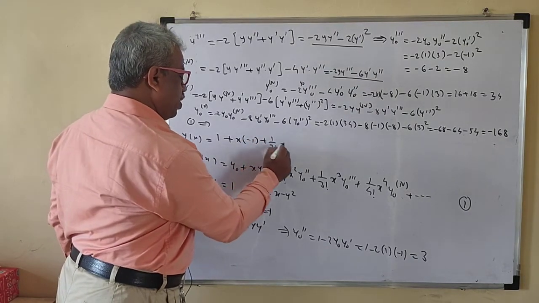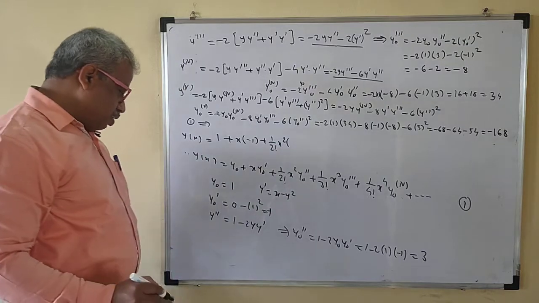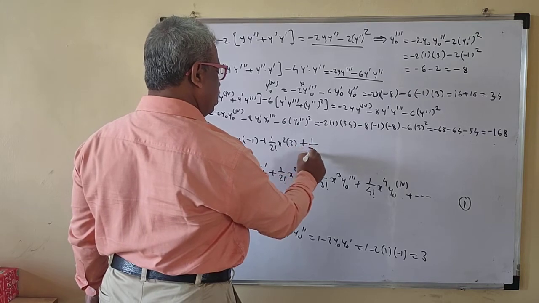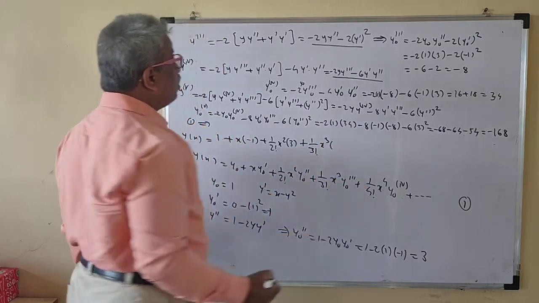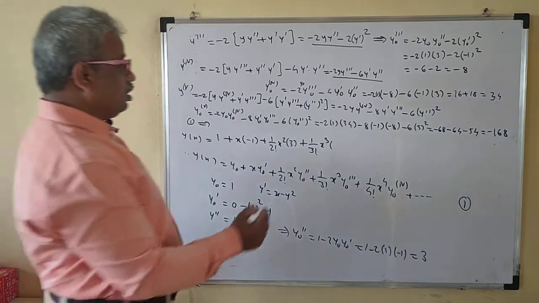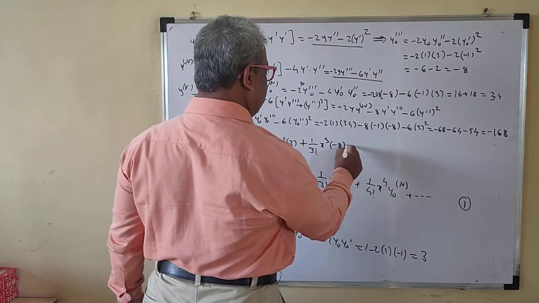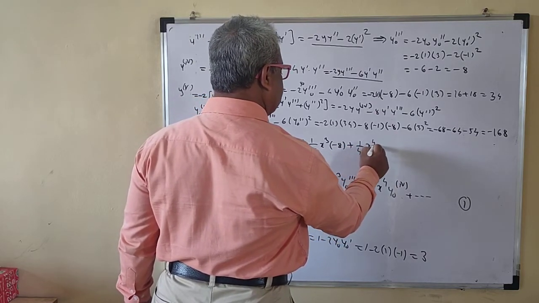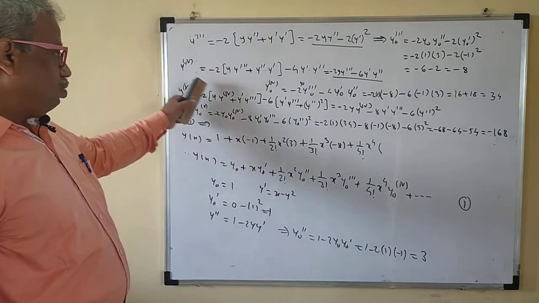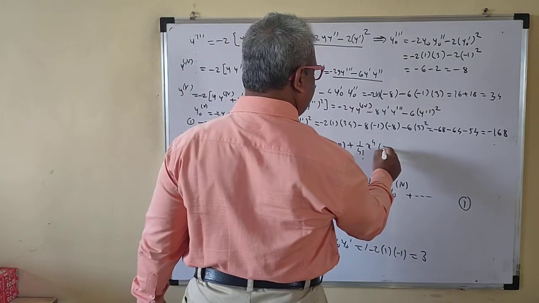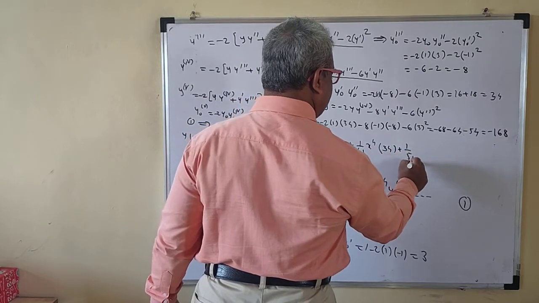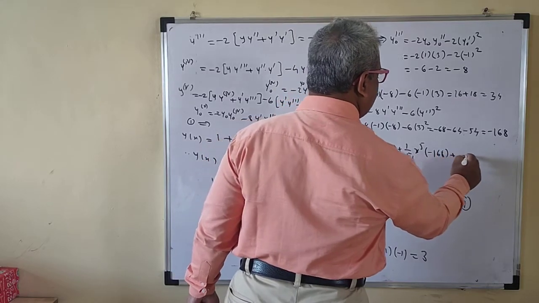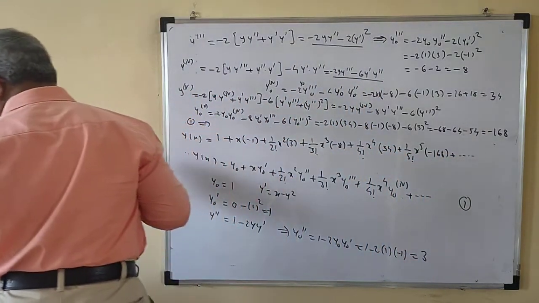1 upon 2 factorial x square. What is your y naught double prime? Y naught double prime is 3 now. So 3 plus 1 upon 3 factorial x cube. What is your y naught third derivative? This is minus 8, plus 1 upon 4 factorial x raised to 4. What is your fourth derivative? Your fourth derivative is 34, plus 1 upon 5 factorial x to the power 5 minus 168 plus dot dot dot.